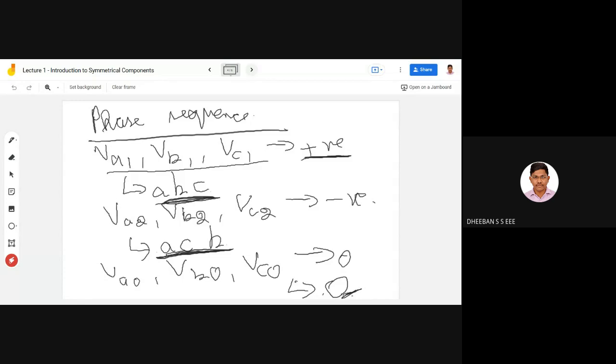And this is the representation of the phase sequence we have already seen. For the phase sequence to be positive, the sequence will be A, B, C, and if it is negative, it becomes A, C, B, and for the zero it will be VA0, VB0, VC0. Over here the displacement of the phase angle will be zero, and everything will be parallel to each other.